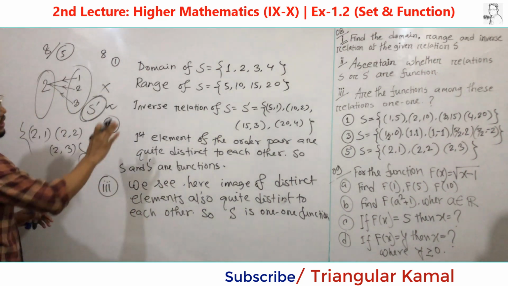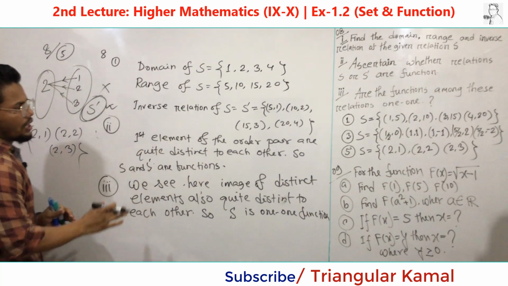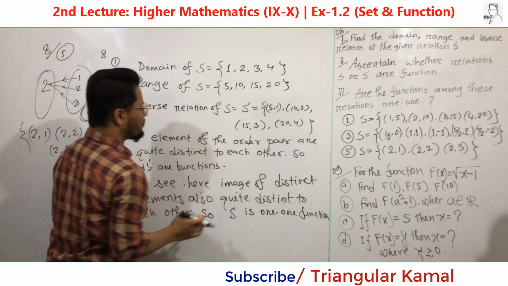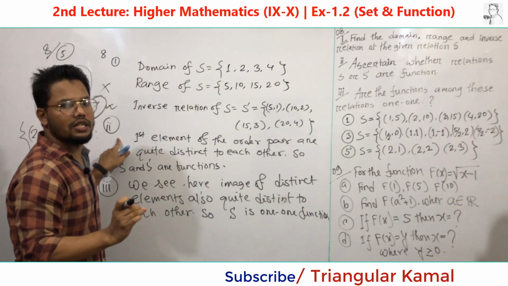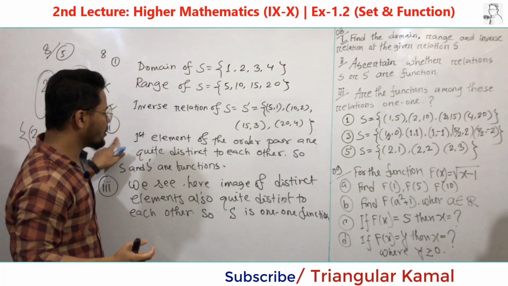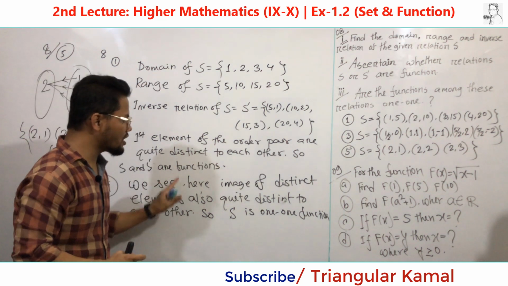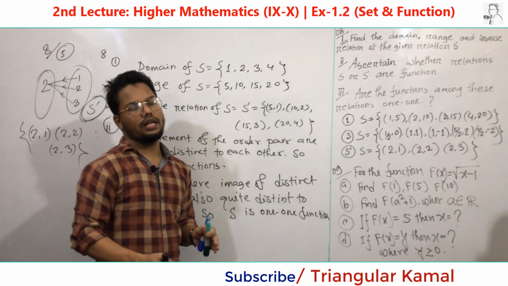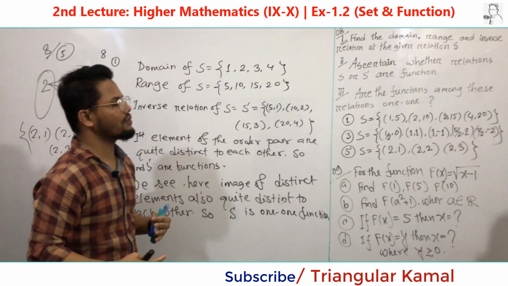And similarly we can answer number 3. Again, the domain is the first elements, the range is the second elements, and the inverse function is formed by changing first elements to second elements and second elements to first elements. When we see the domain, there is no repeating term. That means the elements of the domain are quite distinct from each other. Then the relation will be a function. And when we see the images of distinct elements are also quite distinct, then S will be a 1-1 function. And similarly, we can answer steps 1, 2 and 3 for inverse functions.